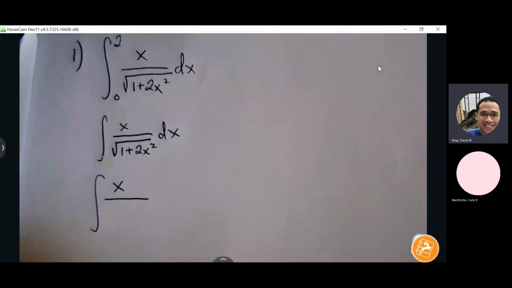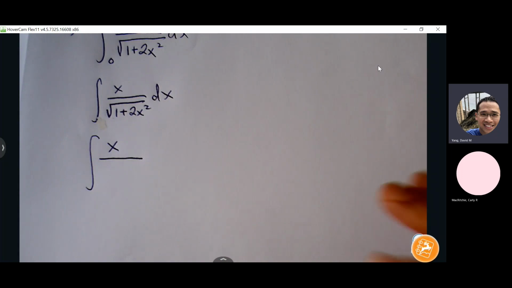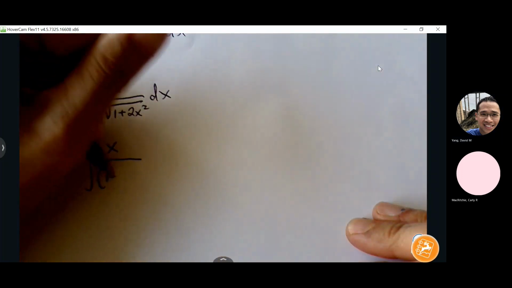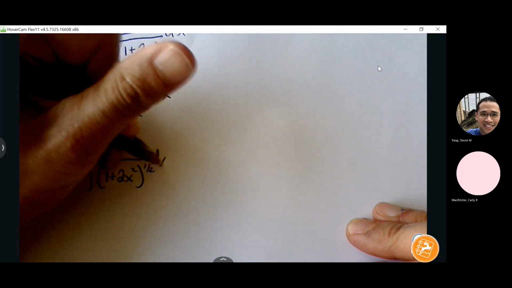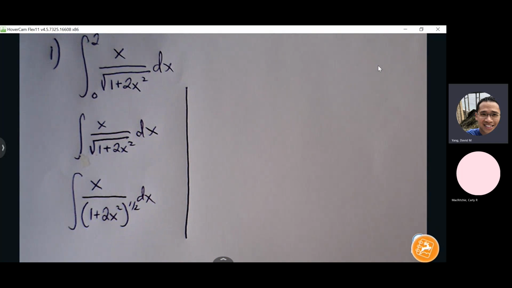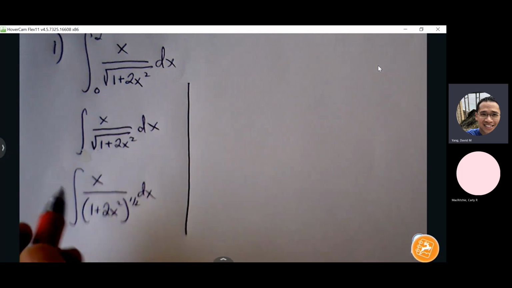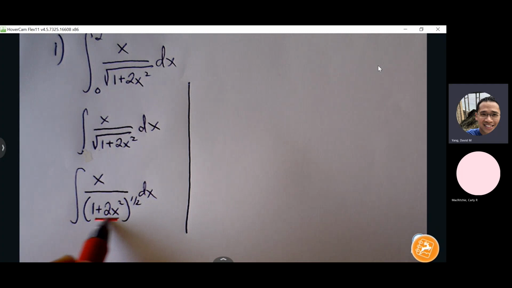How can we rewrite the problem? 1 plus 2x squared to the 1. Okay, so things should become more clear. What's our u value? Plus 2x. Yeah, so once you get a set of parentheses, your u value is what's going to be inside the parentheses and not including the exponent outside.